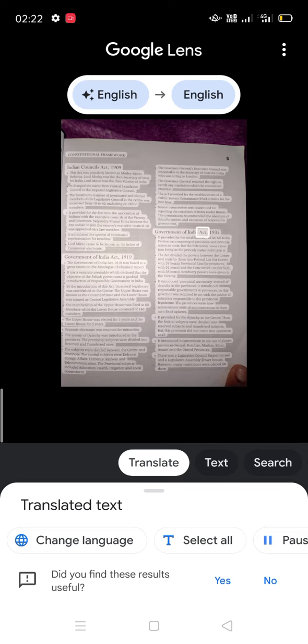Government of India Act, 1935. It provided for the establishment of an all India federation consisting of provinces and princely states as units, but the federation never came into being as the princely states didn't join it.